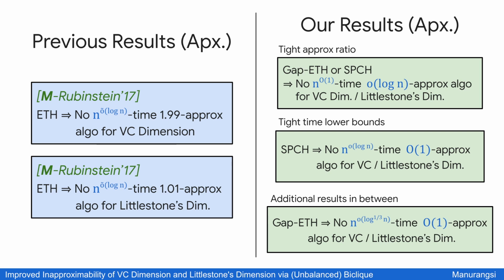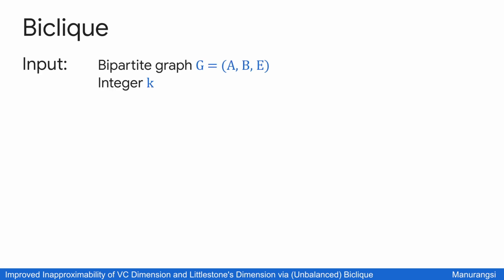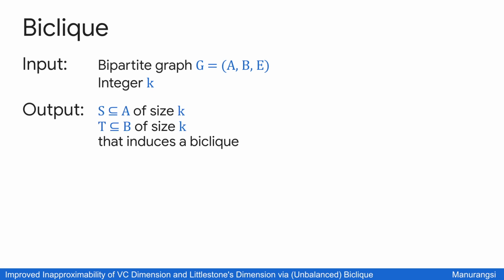All right, so that is a quick summary of our results. Let me now discuss how we prove these results. And as the title of our paper suggests, we are proving this result via a reduction from the Biclique problem. In the Biclique problem, we are given a bipartite graph and an integer k. The goal is to determine whether there is a Biclique, or complete bipartite graph, that has k vertices from the A side and k vertices from the B side.